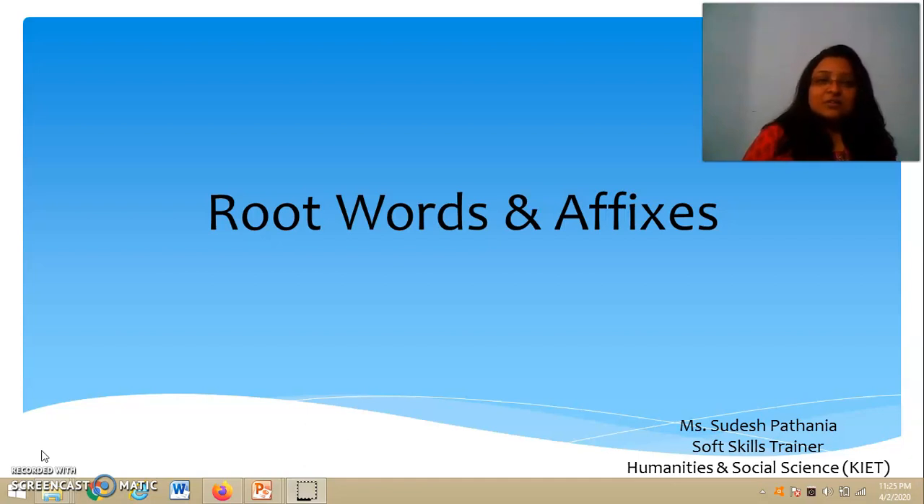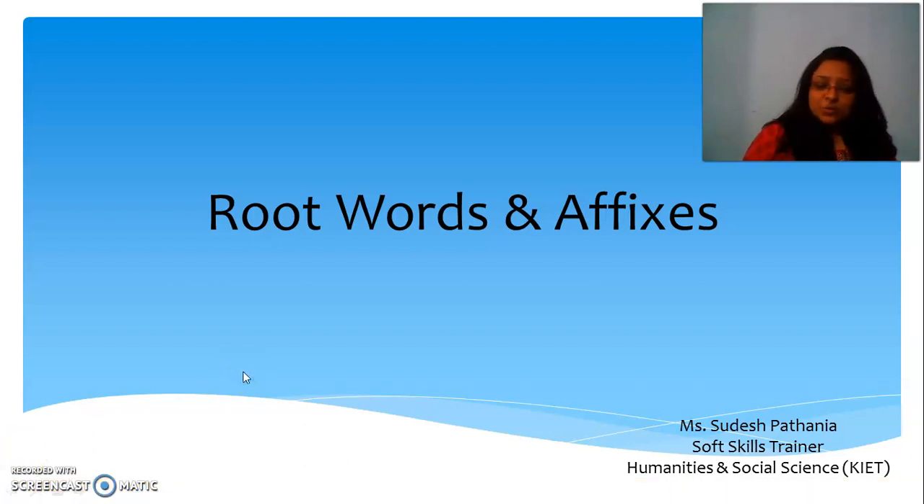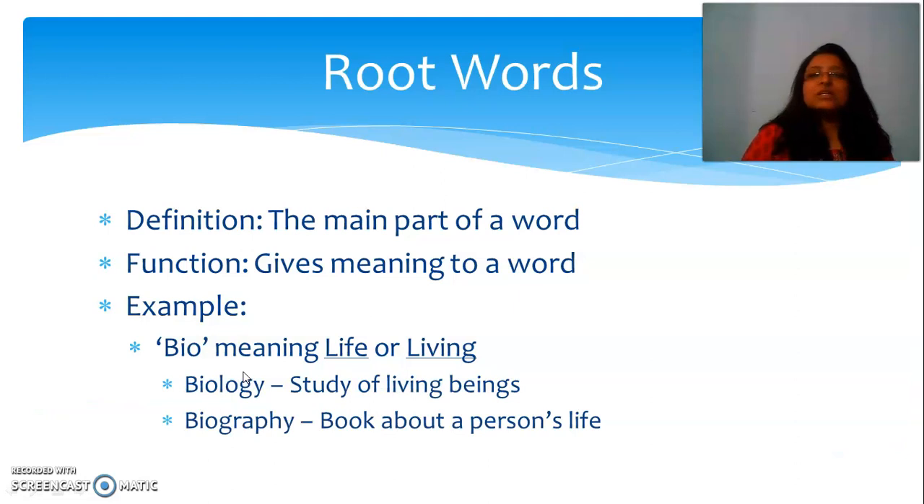So these are two of the many techniques that you can use. And the third one, of course, is knowledge of root words and affixes. So let's talk about root words and affixes today. What is a root word? A root word is the main part of a word, and it is also called the base of a word, and it is there in a word to give it its meaning.